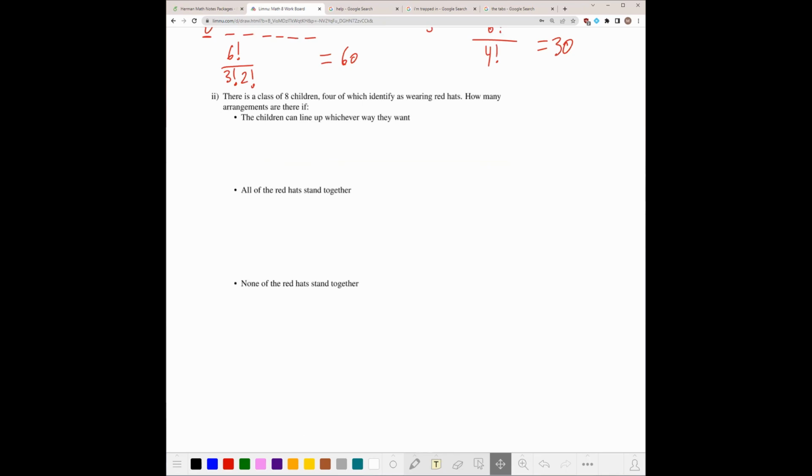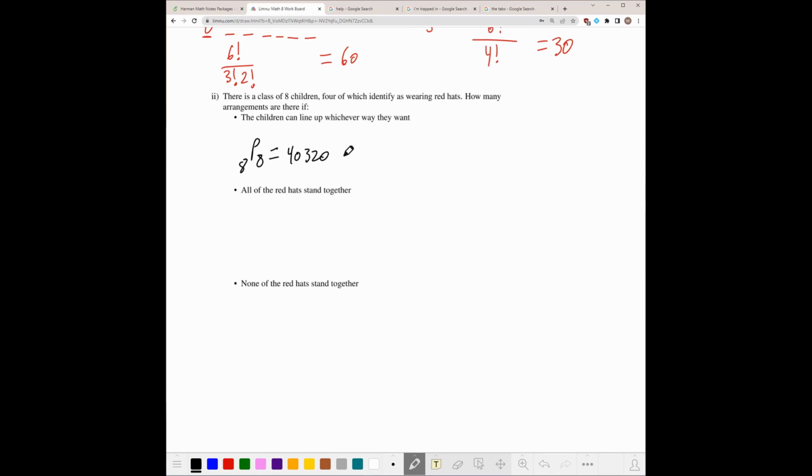Okay, what if we have a class of 8 children, 4 of which are wearing red hats? How many arrangements are there if the children can line up whichever way they want? Well, let's try our strategy of using n pick r. We'll do 8 pick 8. So I'll go to math, probability, hit 2, and I'll go 8, 8, and I get, wow, 40,320. That's a lot of different ways you could line up those kids. You could do that every day of school and you'd run out of days in a year.